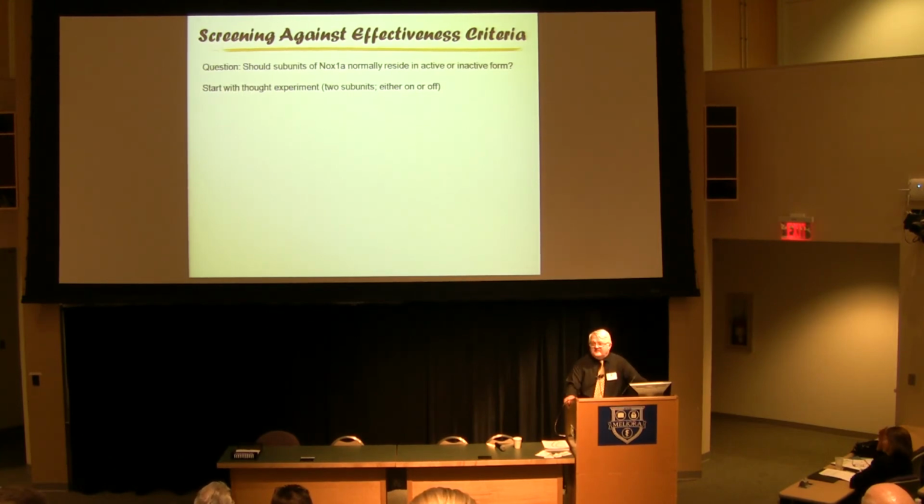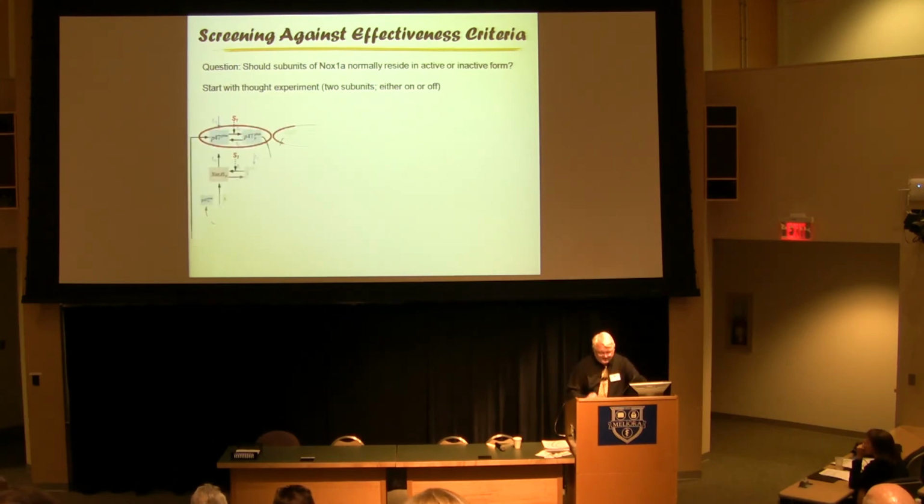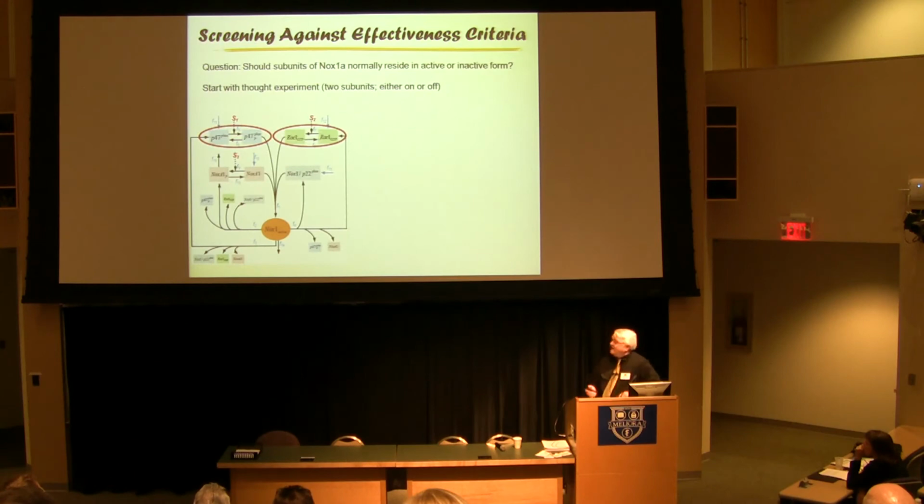So we're going to start with a little thought experiment. And instead of having 4 subunits, we only have 2 subunits. And to make it easy, they can be either on or off and nothing in between. And then we do it right, just to see whether this even makes sense. So let's say we have this one, the P47. It can either be active or it can be inactive. And we have the rack, and the rack can be active or inactive. These 2 other things we forget about them.